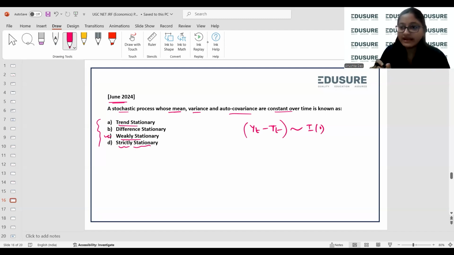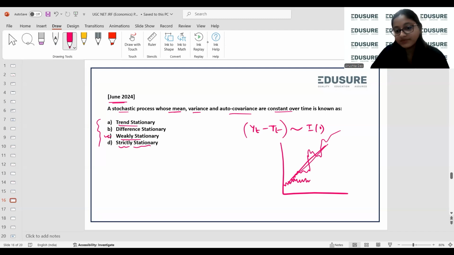After elimination of the trend, if the remaining process becomes stationary. Suppose the initial time series process is like this and you clearly have an upward rising trend, and you eliminate that trend, then the process becomes something like this. Now the statistical properties are not varying with time, so it has become stationary. This kind of stationarity is known as trend stationarity.